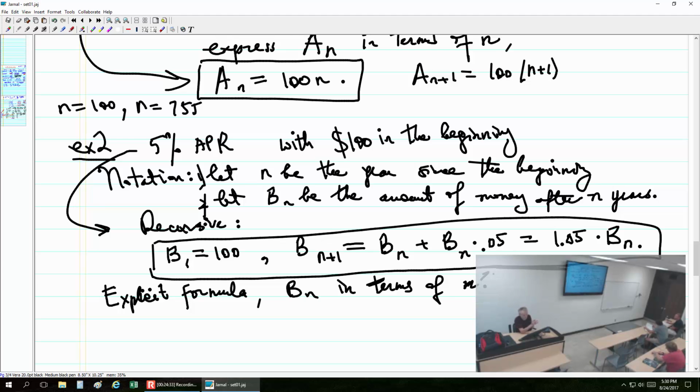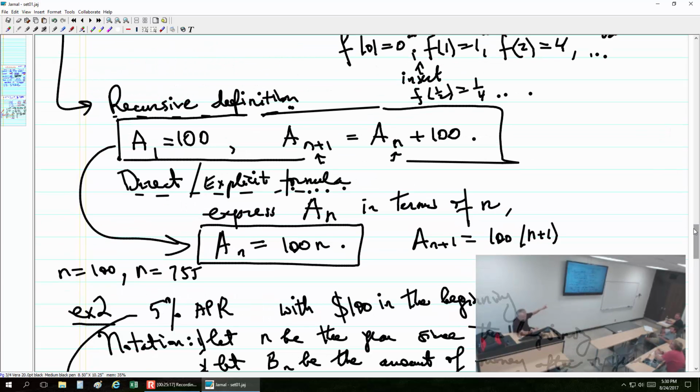So after 1 year, I multiply by 1.05. After 2 years, I multiply by 1.05 one more time. After 3 years, I multiply by 1.05 3 times. What am I talking about? The exponent. Multiplying 3 times by 1.05 is the same as multiplying by the third power of 1.05. Okay? Sounds familiar? The sequence, the exponents. It's not dissimilar from what we just saw.